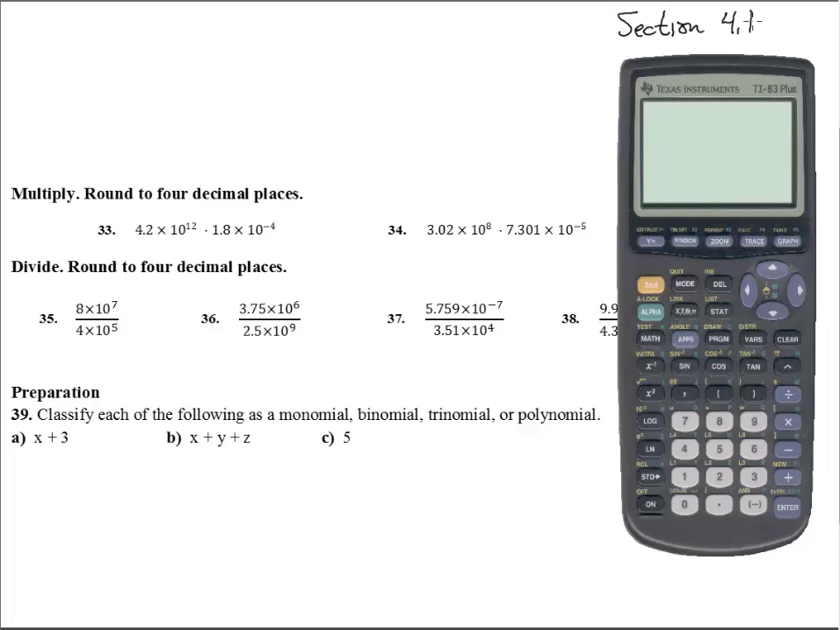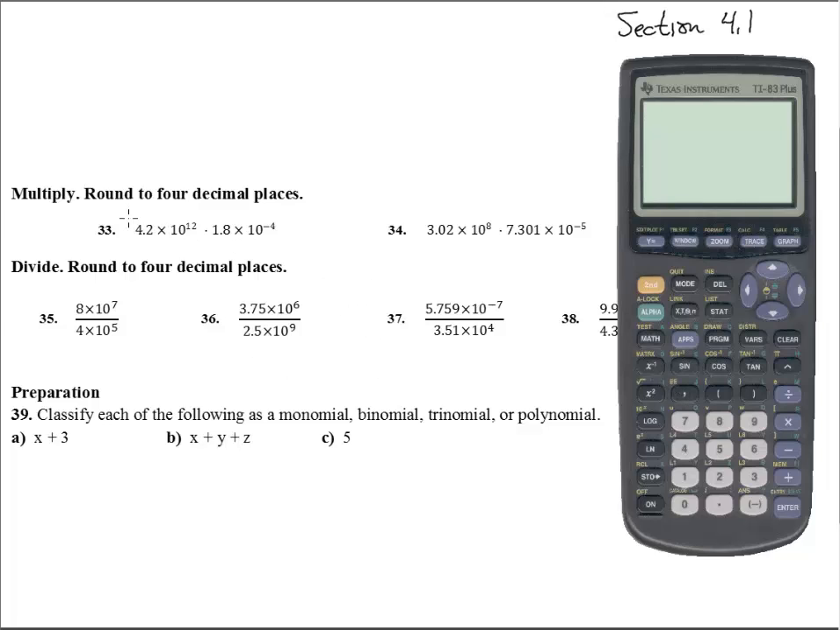Here we are in section 4.1 with the answers to 33 through 39. We're going to have the scientific notation. Notice it says multiply, round to 4 decimal places if that's necessary. Okay, that's great. And these are all in scientific notation. Now we could do these by hand, but we're also going to show you what happens on the calculator and how to use scientific notation on there.